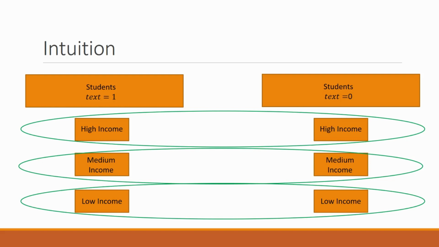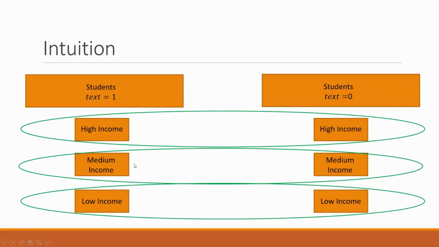And so in this case, let's just use one example. We're going to match students based on the income of their family. Okay, and so here are the population of students with textbooks. Here's the population of students without textbooks. And what we're going to do is we can separate these students into high income, medium income, and low income. And then these students into the same income brackets. So some of these students will be in the high income bracket, some of them will be in the medium income bracket, some of them will be in the low income bracket.